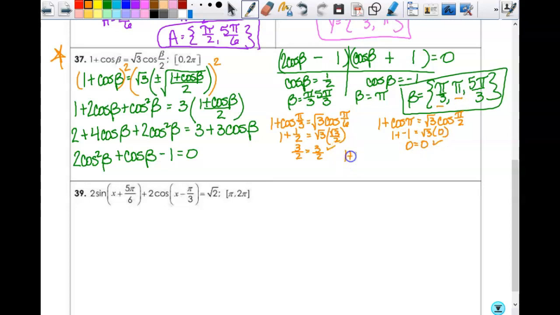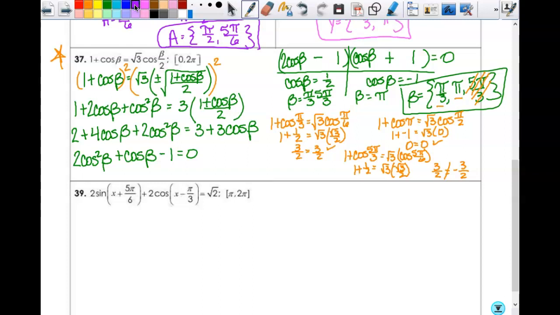Then I do 1 plus cosine of 5 pi thirds equals the square root of 3 times cosine of 5 pi sixths. So this gives me 1 plus 1/2 equals the square root of 3 times a negative square root of 3 over 2. So this gives me 3/2 equals a negative 3/2, and that is not true, so that is actually not one of my answers.